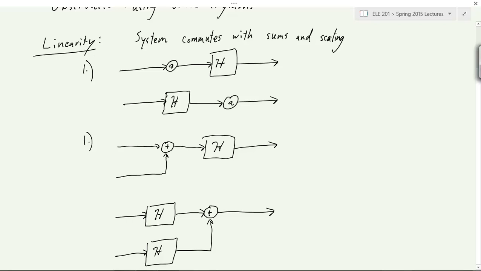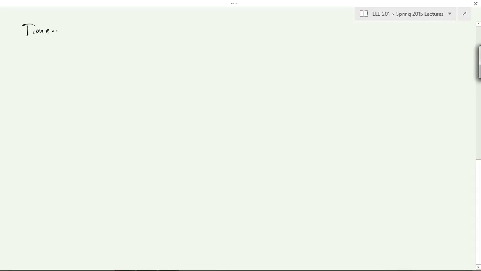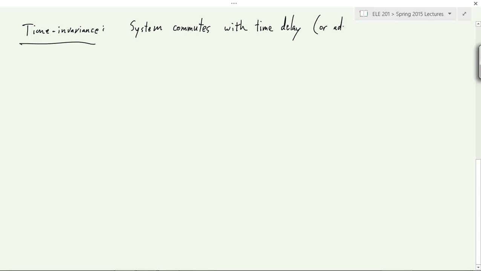Now, time invariance has a similar sort of block diagram interpretation. Here, the system commutes with a time delay, and the time delay could be a time advance. That's just a time delay with a negative delay, right? So time delay or advance.